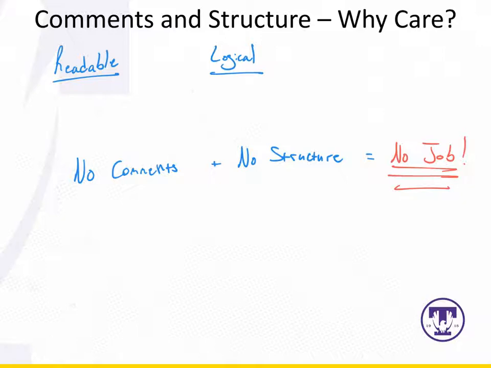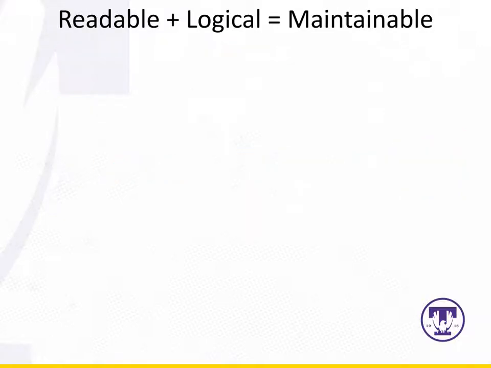Very simple. It's a very simple relationship. That's why we care about comments and structure. Because if you don't have comments, you don't have structure, then you don't have readable code, you don't have logical code, and that means you don't have maintainable code. And that means that anyone who you write code for is ultimately going to be unpleased. And that means ultimately you're not going to have a job writing code. So there's a different relationship to also bring up. We said no comments plus no structure equals no job. Here's a very good relationship as well.